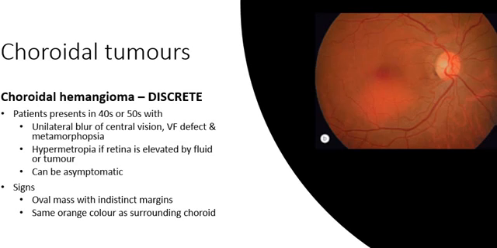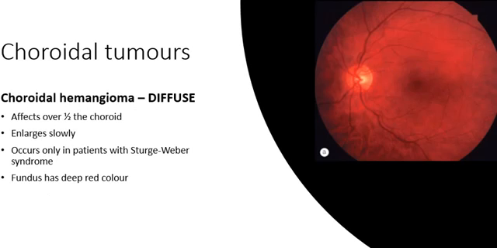What you'll see if you look into the eye is this oval mass with indistinct margins. It's just under the macula there, and it's usually the same orange colour as the surrounding choroid, so it's a little bit tricky to see, as opposed to, for example, a choroidal nevus. This choroidal hemangioma is actually considered a discrete hemangioma, because you've got one and it's just sitting there solo and it's only in one zone.